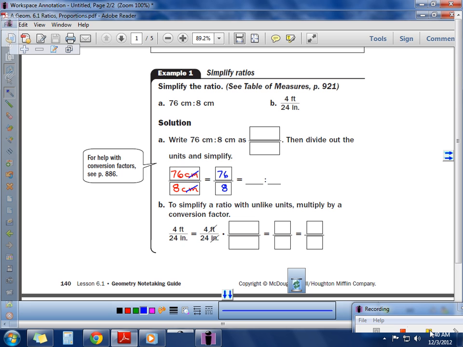76 over 8. How does that simplify? So the key thing, when trying to do this with mental math, you've got to think of the biggest number that divides into both. That biggest number is 4 in this case. So we're going to divide the top and bottom numbers by 4.